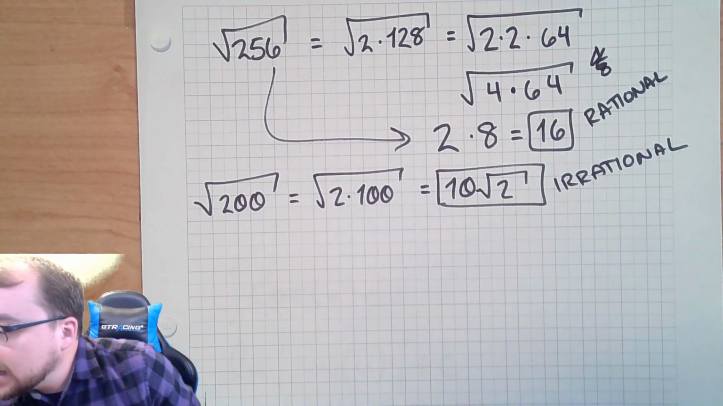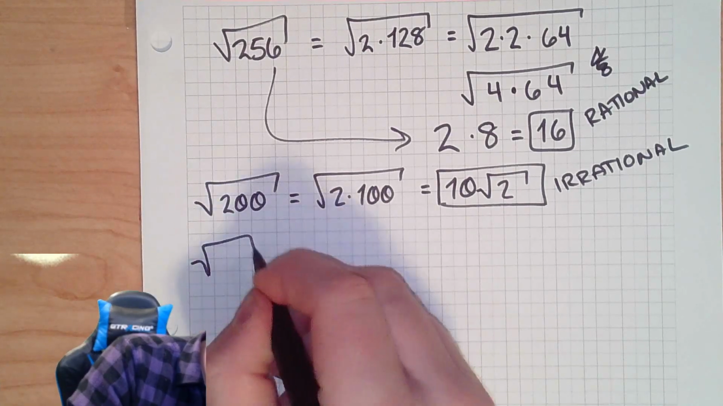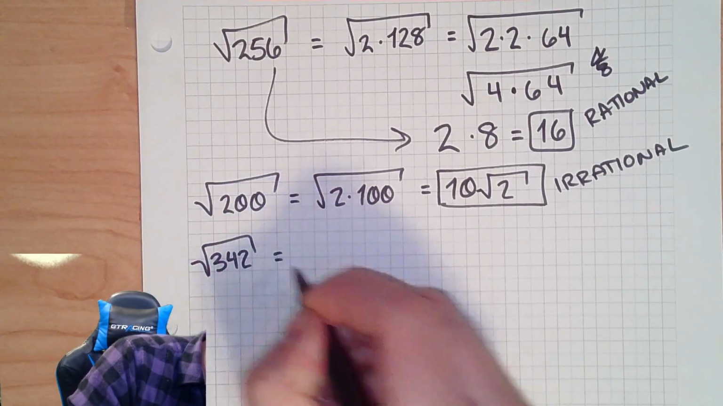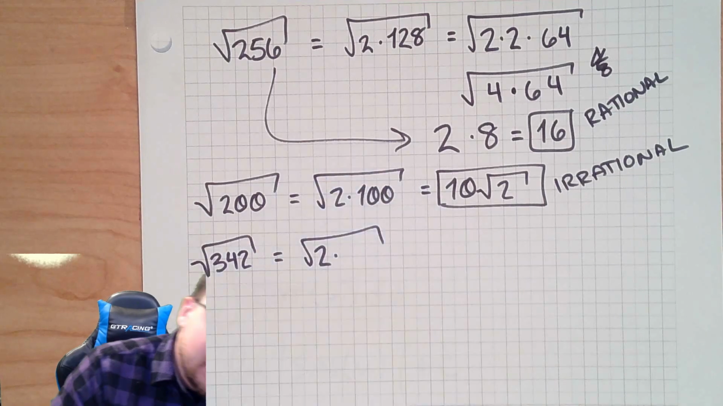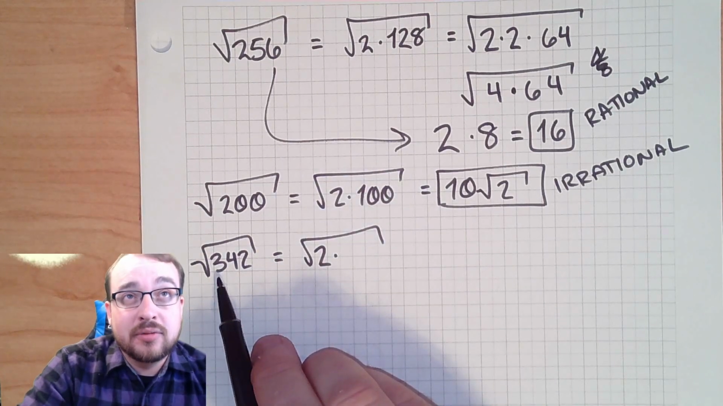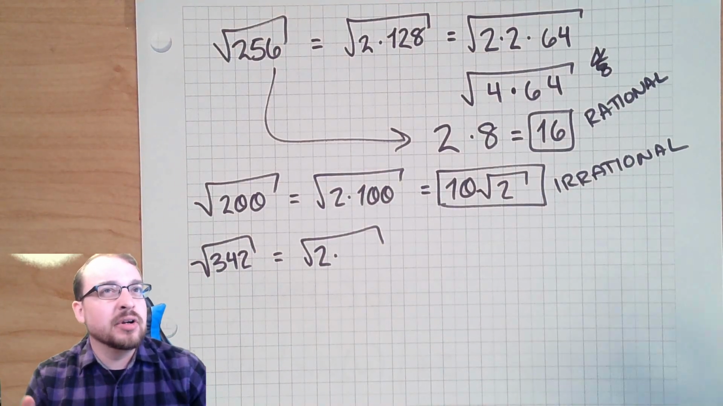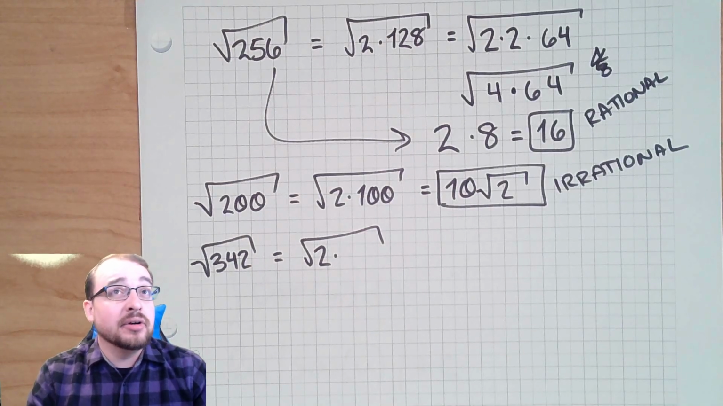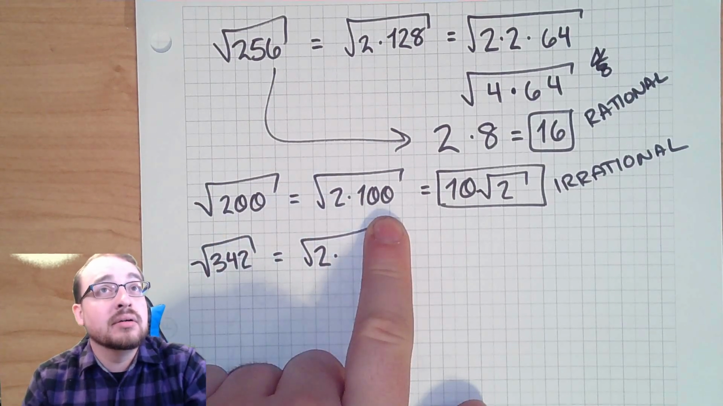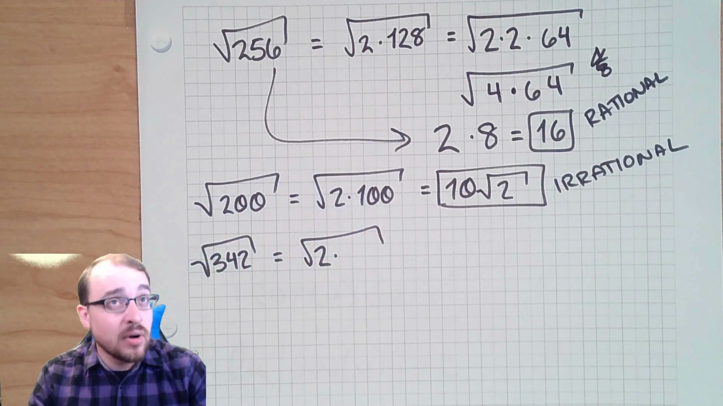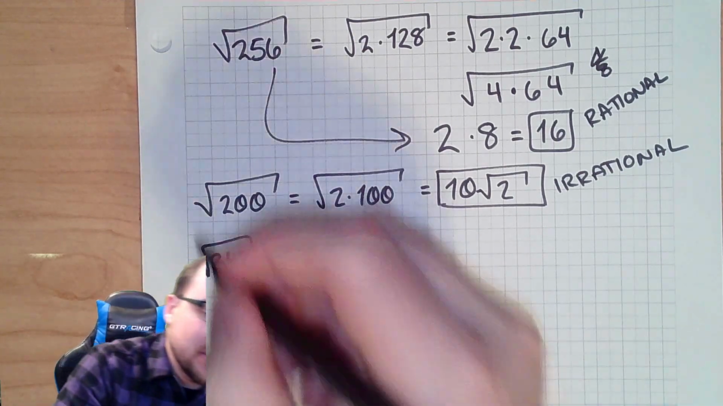The next one I want to take a look at is this one, the root of 342. Again, it's an even number, so I can take out a 2. Half of 300. Well, if you don't know that, because it's kind of weird, half of 200 is 100, right? Half of 400 is 200. So it's got to be somewhere in between.